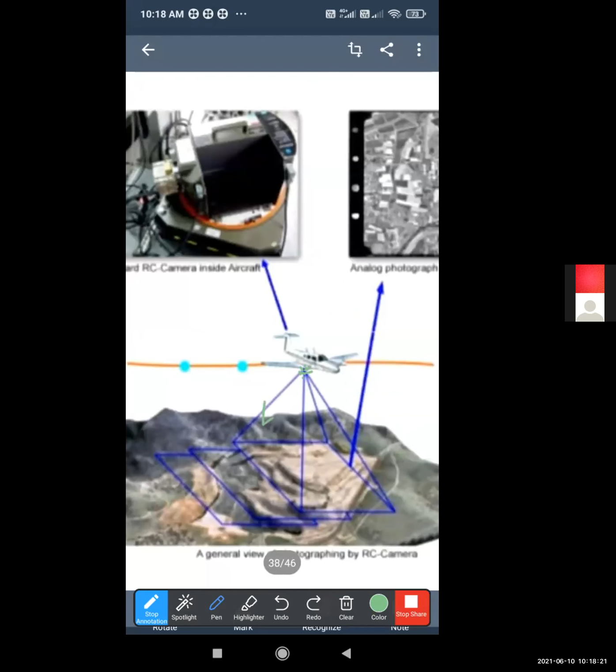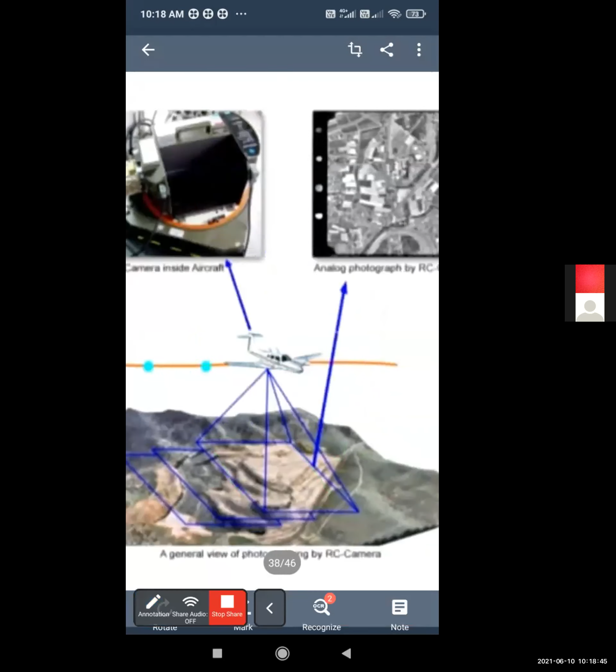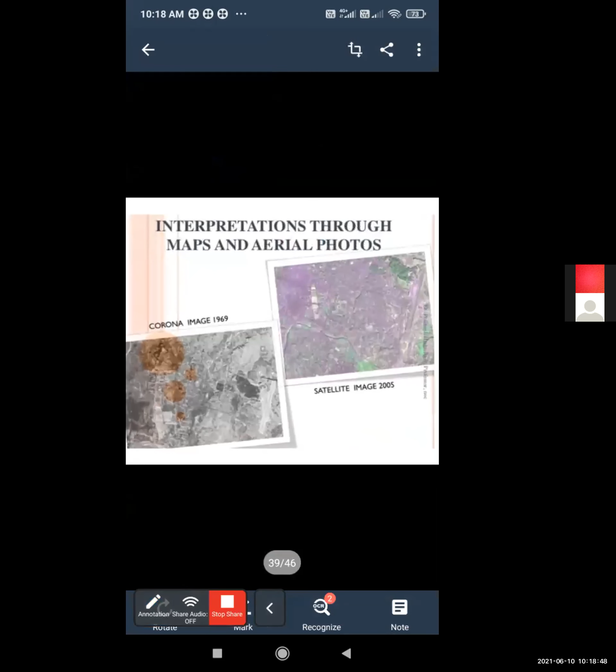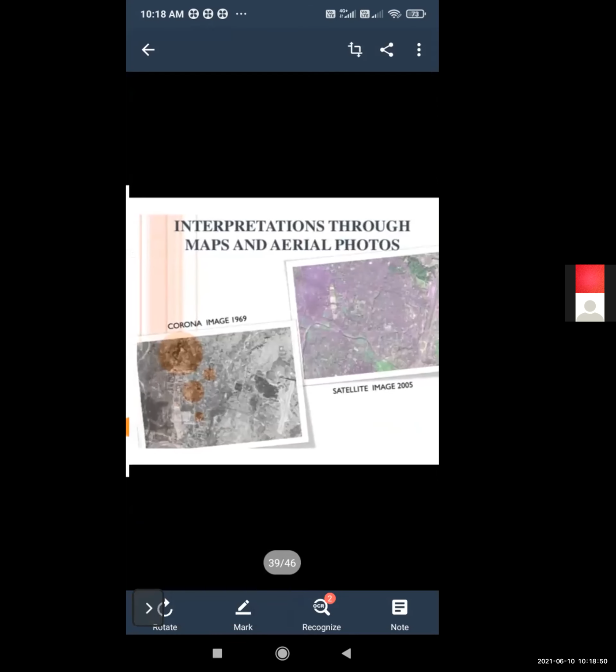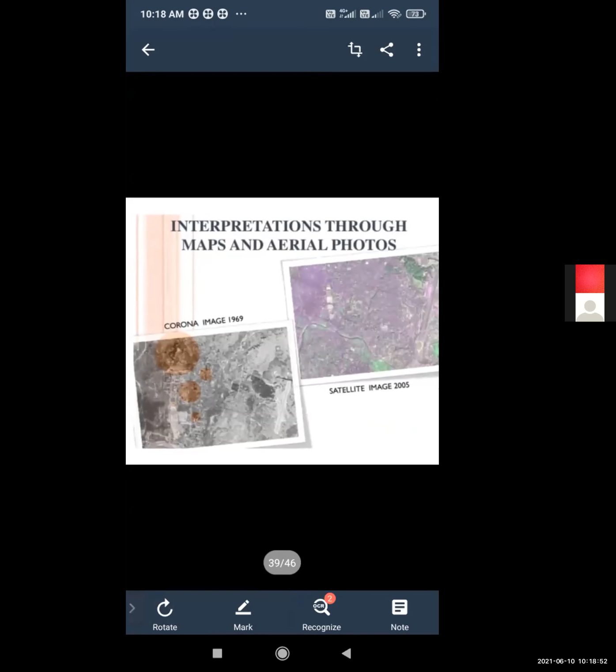Okay, these rays are reflected. Here a plane is created, and at this place, at focal length, the image is formed. And this is the overlapping condition. Okay, so next image is the interpretation through the map and aerial photograph.